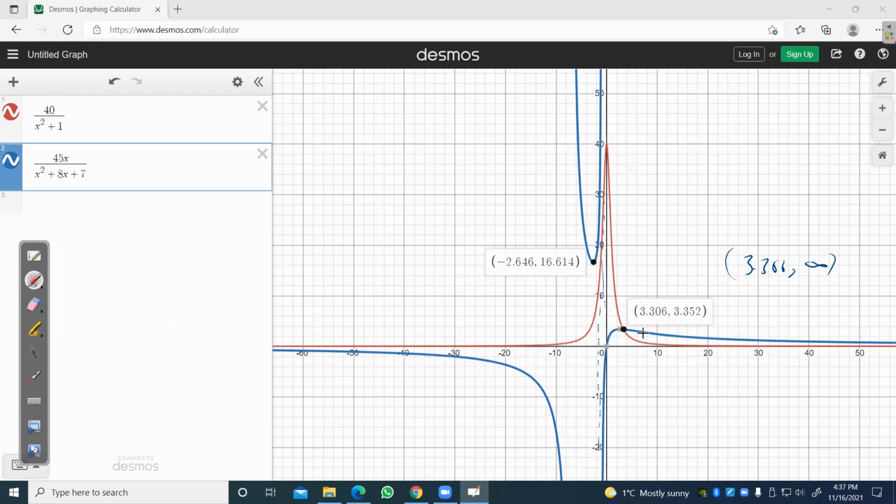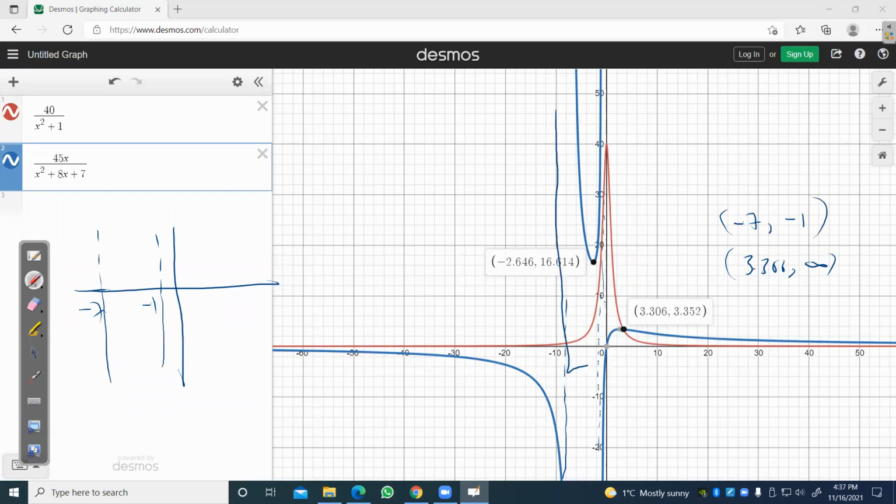Here you see the blue is greater than the red, from 3.3 to positive infinity, right? So we know the blue one has two different asymptotes. There's one at -1, and then we factor this, right? There's one at -7 as well. So there's an asymptote here at -7, and an asymptote here at -1. So the blue one is bigger between -7 and -1, between the two asymptotes. So it has two different answers, this one.